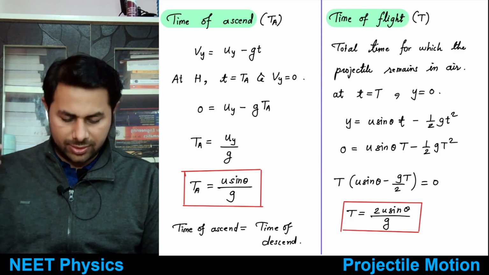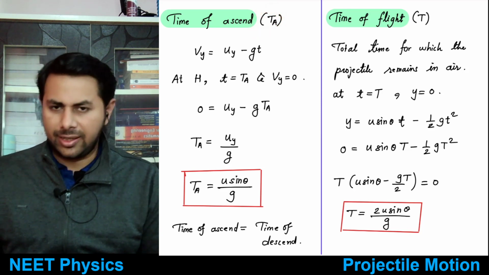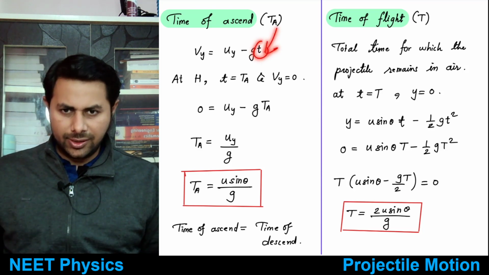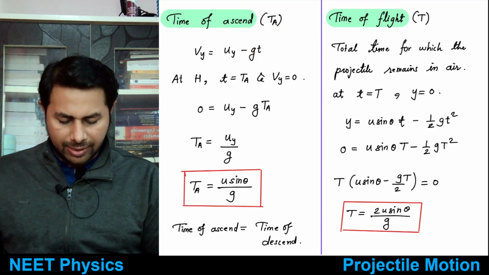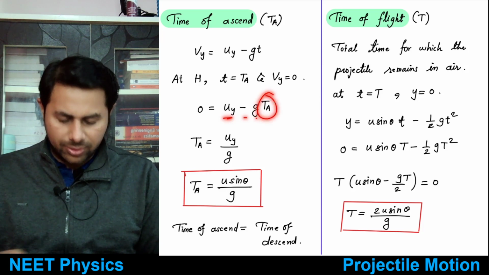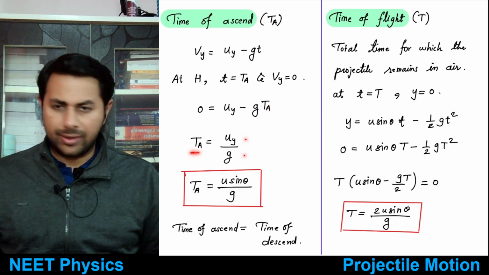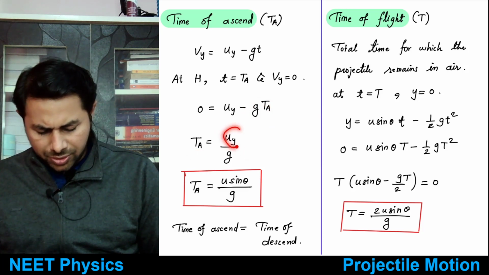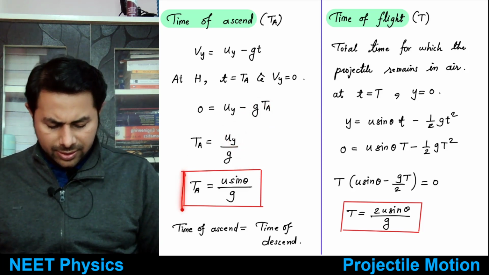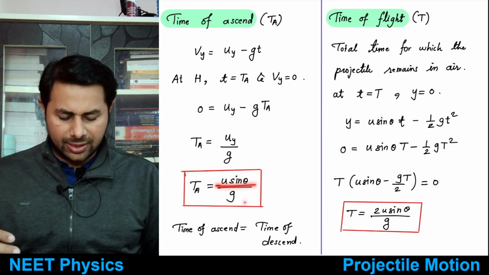It is the time required or taken by an object to reach the maximum height. We denote it by ta, t suffix a for ascend. Just put ta in place of this t, for the time of ascend, and then you get ui minus g times t is 0. So t is equal to ta. Then you move this thing to the other side, so you get ta is equal to ui divided by g, and you put ui is equal to u sine theta, then you get this equation. So time of ascend is equal to u sine theta divided by g.